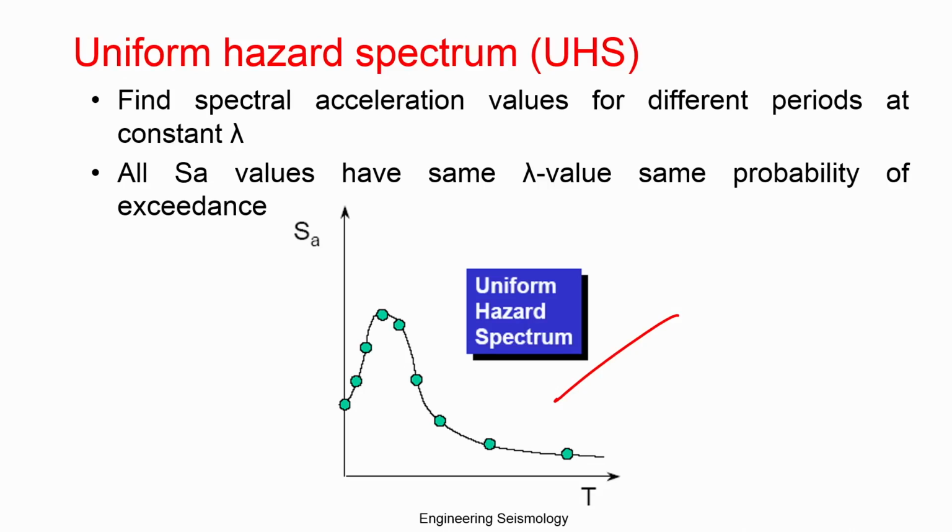The response spectrum is the response of a single degree of freedom structure for a given input motion. Here, for a given constant probability of exceedance, we see how the spectral acceleration varies. That we will get from the uniform hazard spectrum.